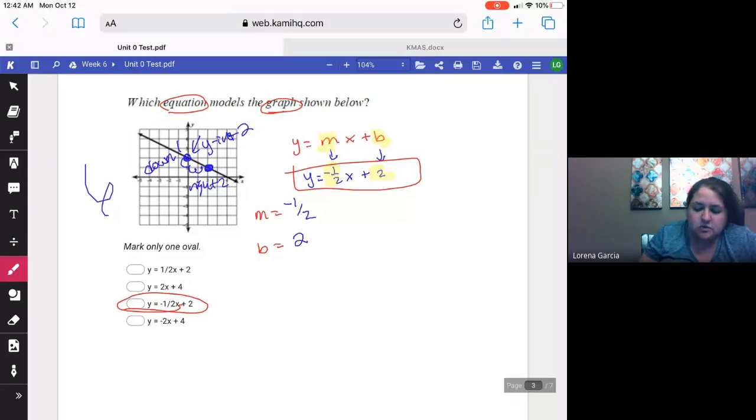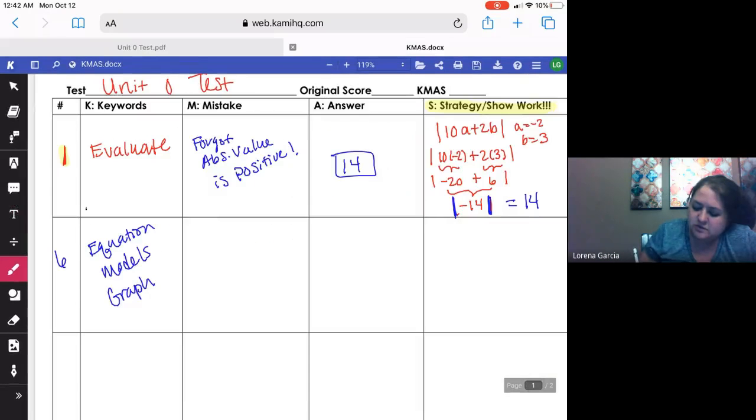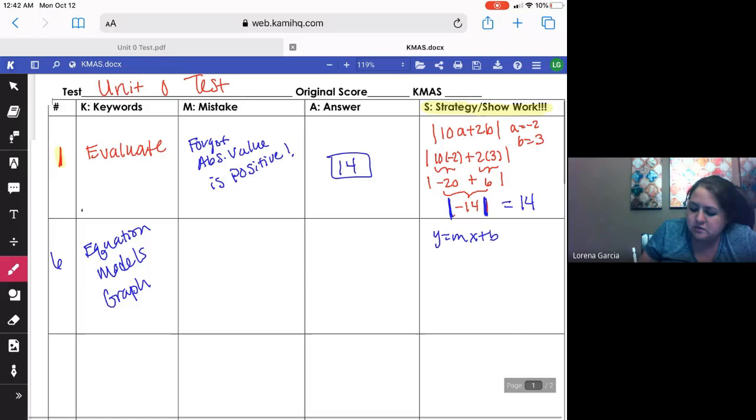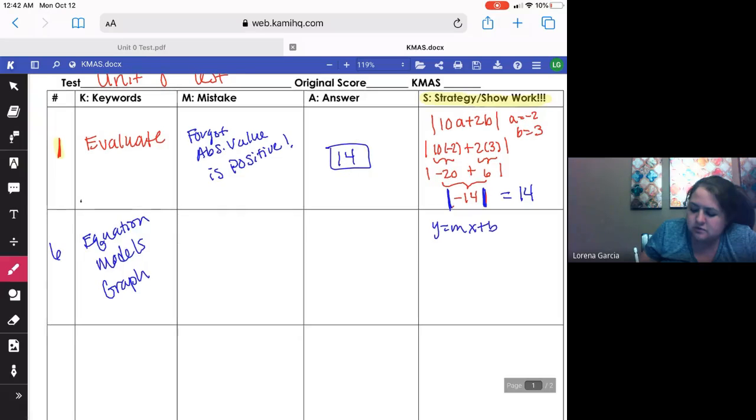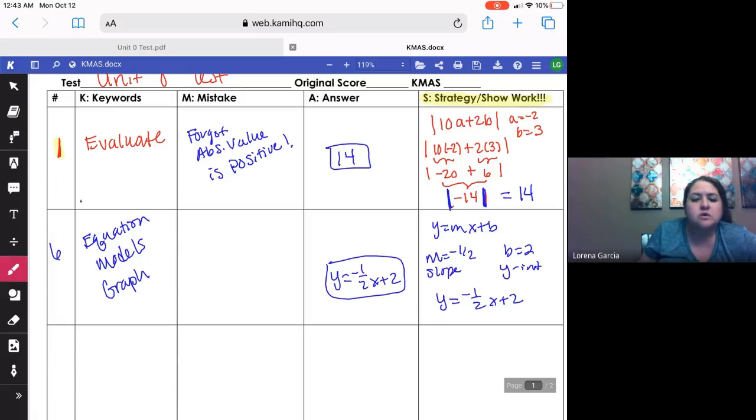So in our KMAS, we're going to want to transfer some of these strategies. We don't just want to say this is our correct answer. So in KMAS, we could say y equals mx plus b. Our slope was negative 1/2. Our y-intercept was 2. So our equation is y equals negative 1/2 x plus 2. And you want to put that under answer, your correct answer. And then for your mistake, you could put what you did wrong.